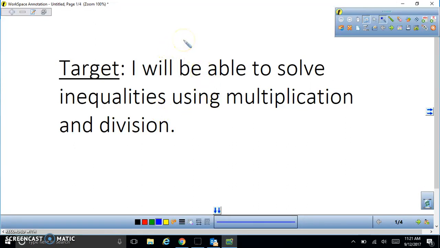Hey guys, tonight we are going to be talking about multiplying and dividing inequalities. That means problems that have more than one solution. So let's go ahead and get started.